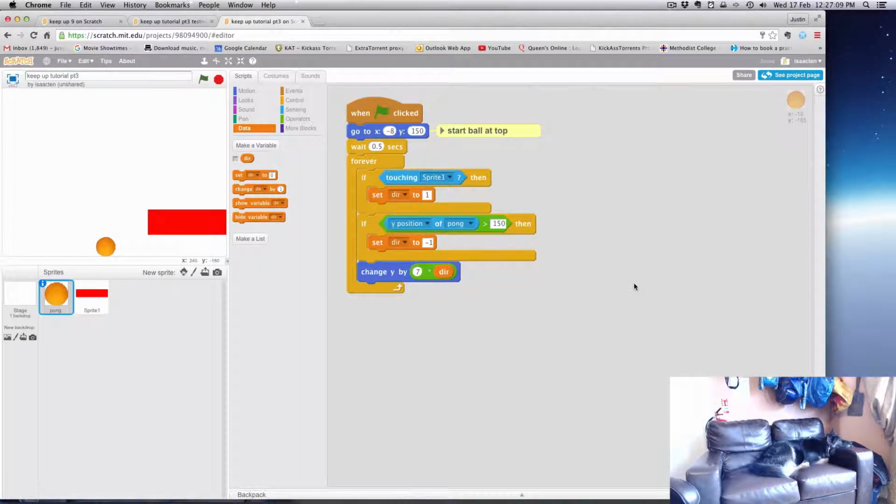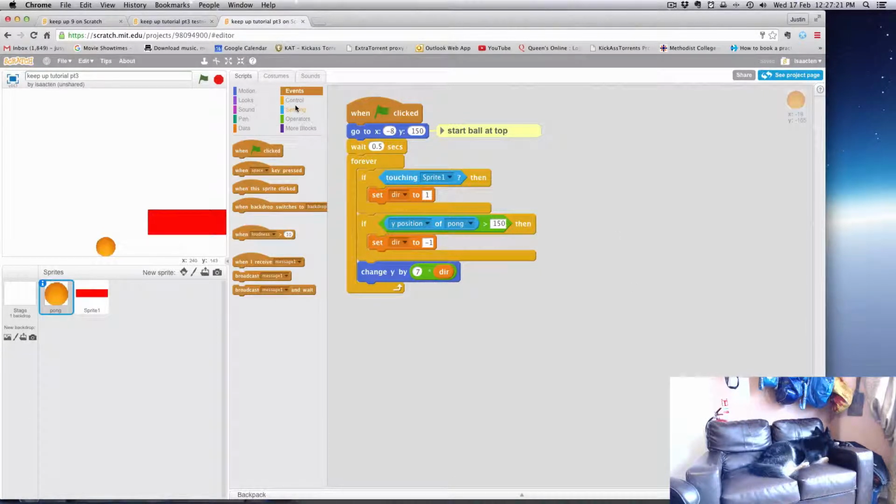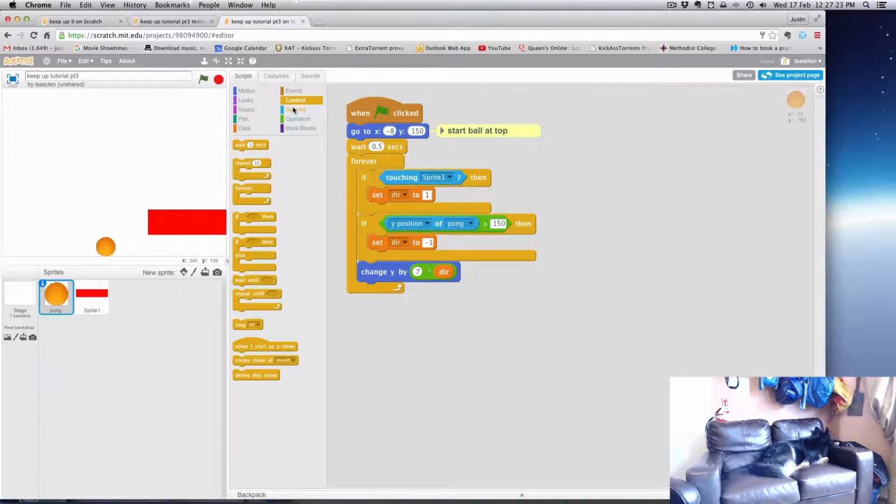So we're in the midst of these tutorials here. We're trying to show you how to do some Scratch. What is Scratch, by the way? Scratch is sort of like a programming for kids thing. It's like an easy version of programming. You use all these bricks and these different tabs to make these sprites here do different things.